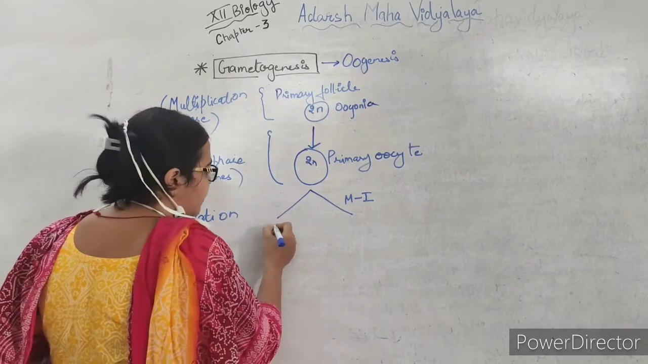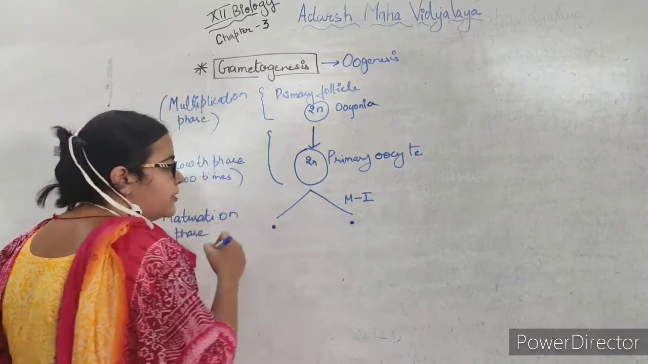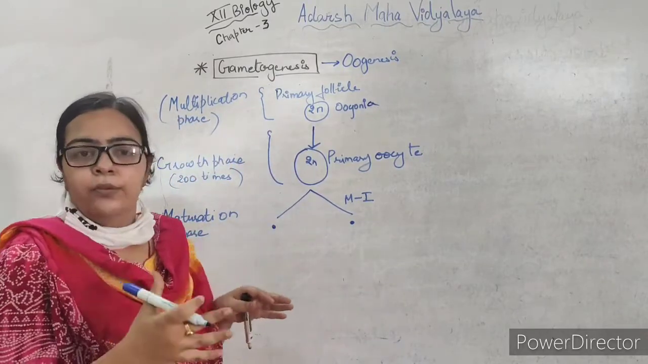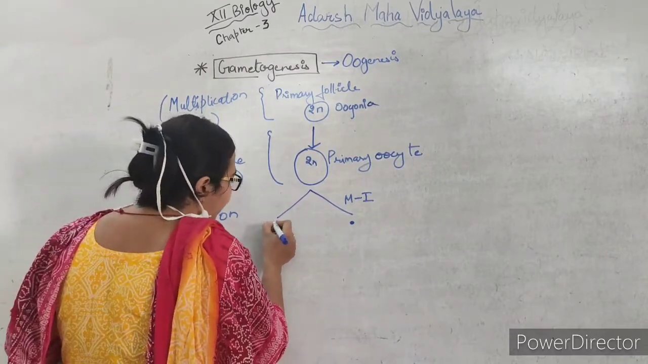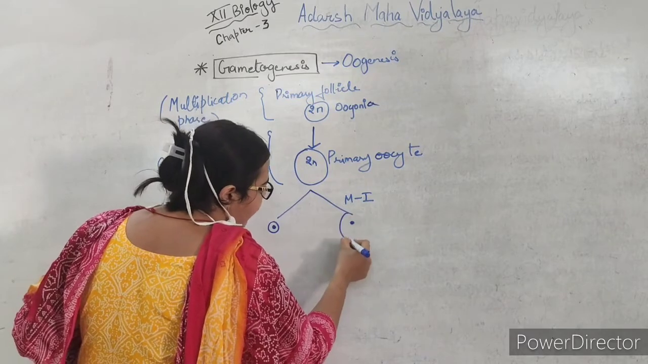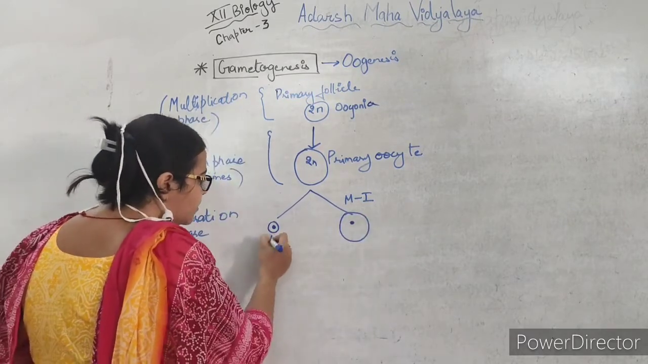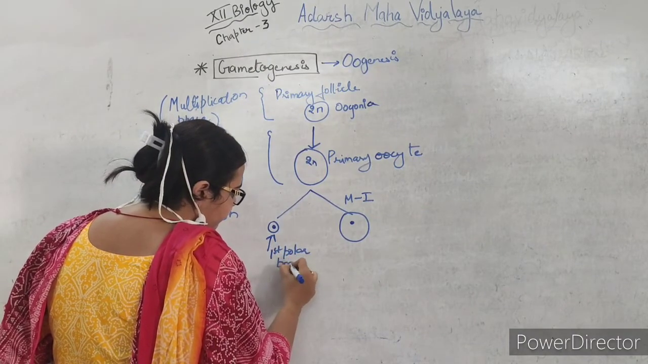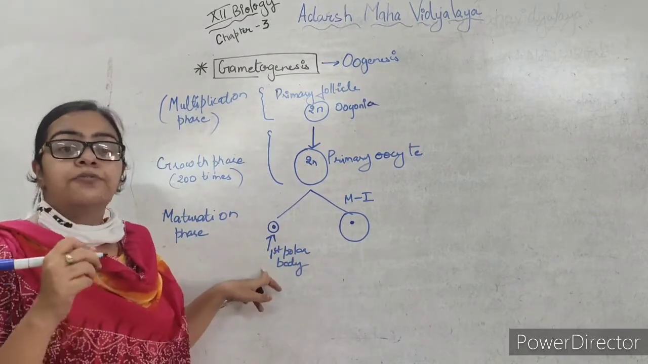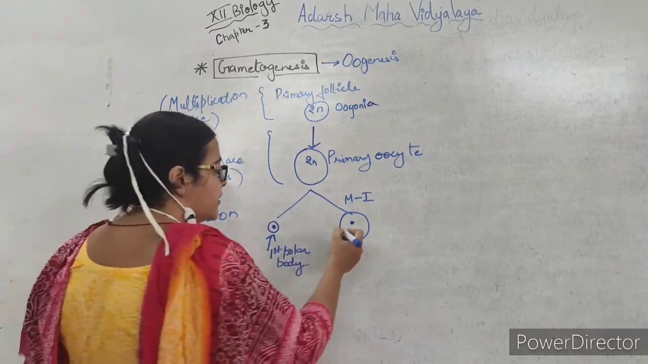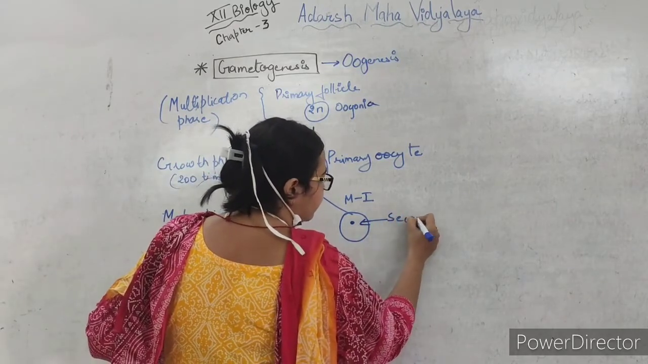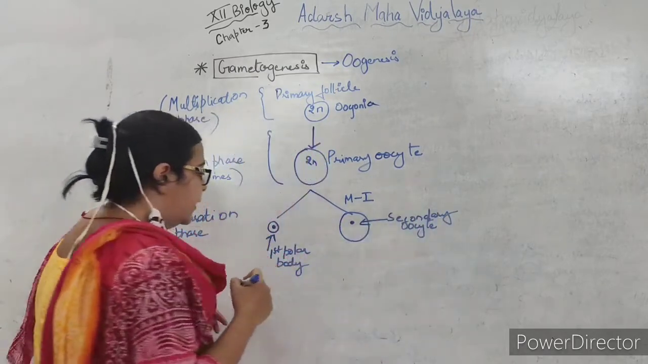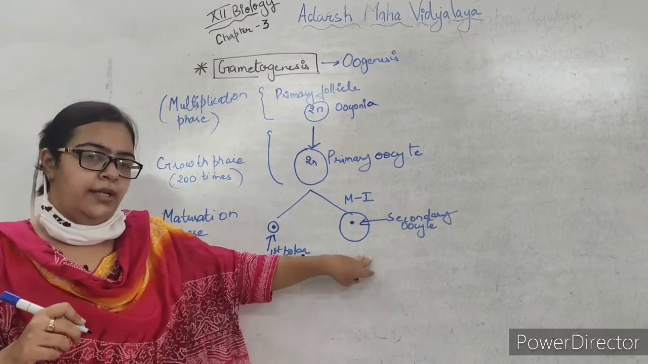Suppose this is the nuclear division occurring first, and now the cytoplasmic division will occur. The cytoplasm will be distributed unequally and there will be formation of two cells, a small cell and a large cell. This small one is called the first polar body, and this large one is called the secondary oocyte.